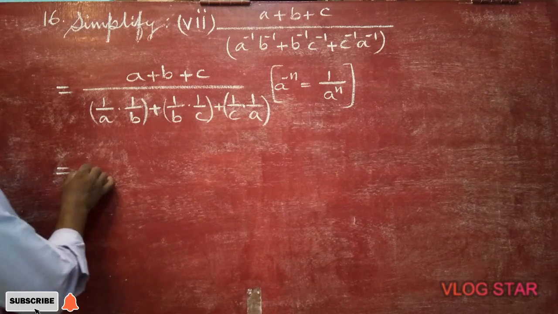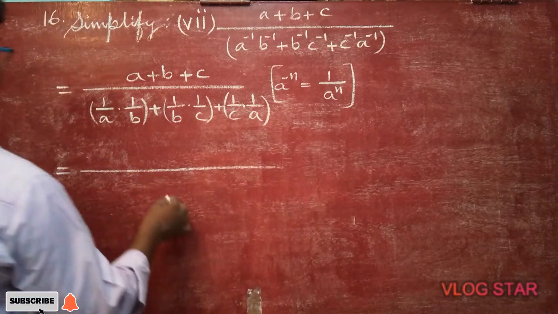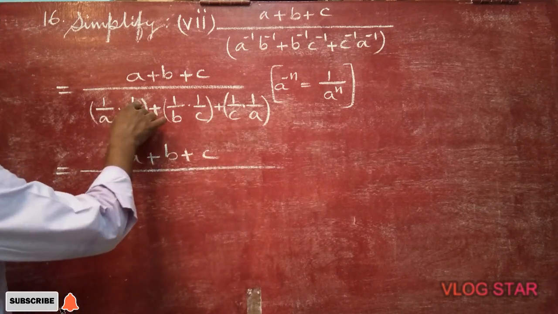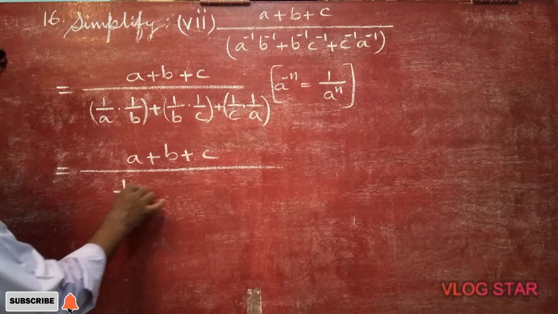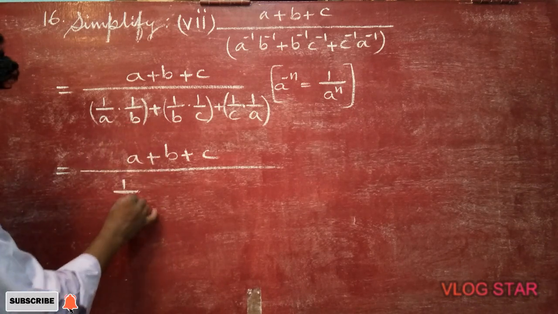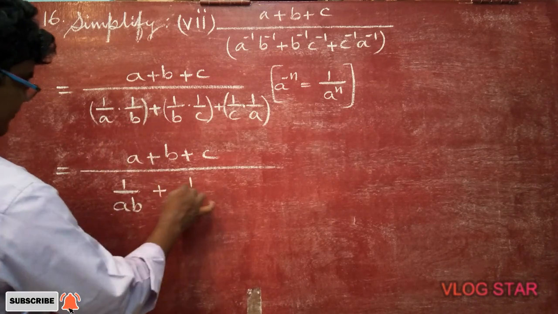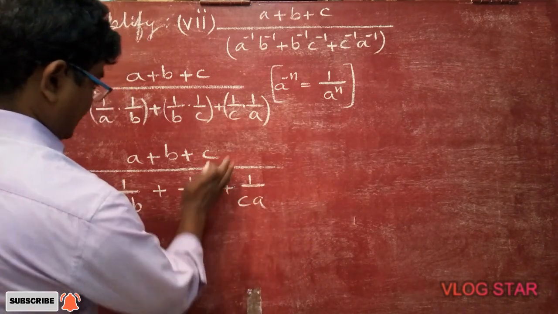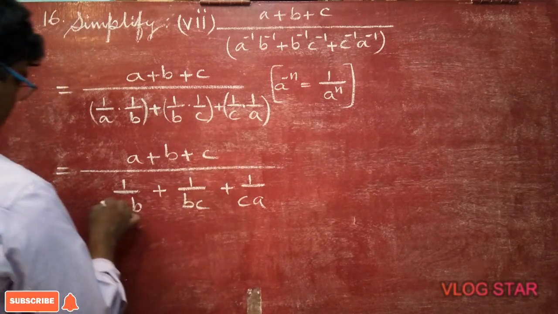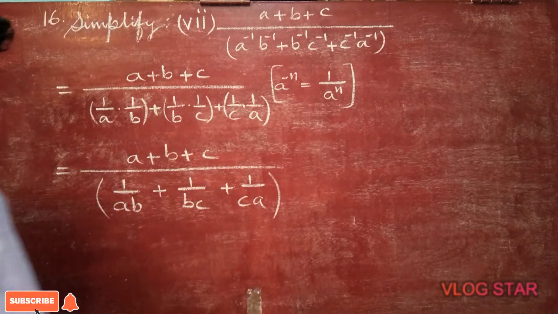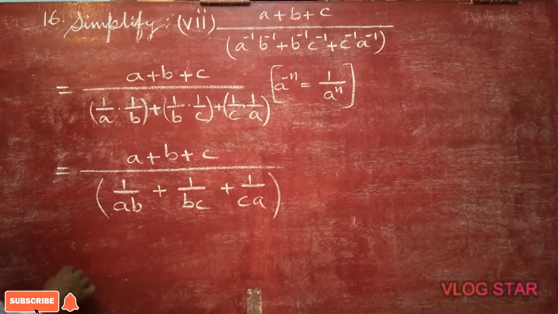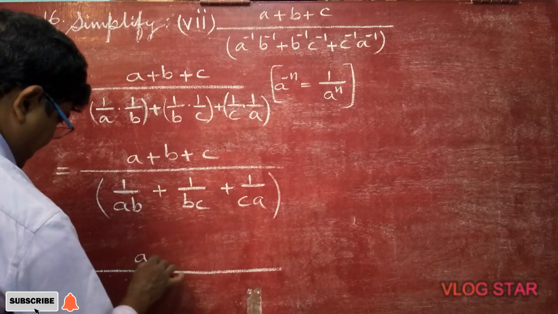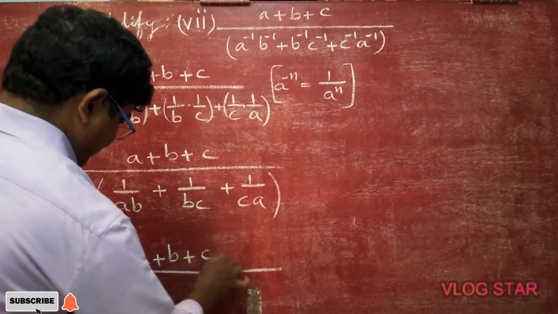Now, the numerator stays as it is, A plus B plus C. 1 ones are 1, I told you, direct multiplication: A into B is AB, so 1 by AB plus 1 by BC plus 1 by CA. Are you able to follow? If you want, keep a bracket because it is the denominator. Again, the numerator as it is, A plus B plus C.